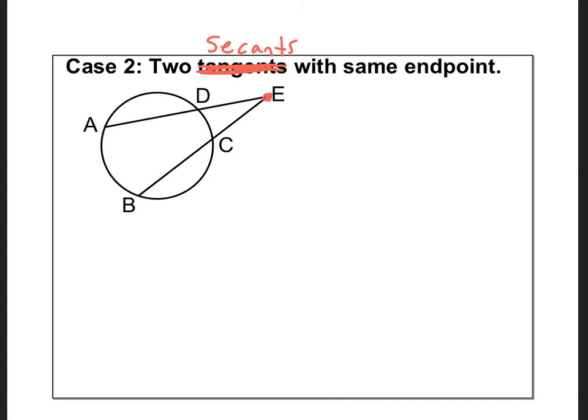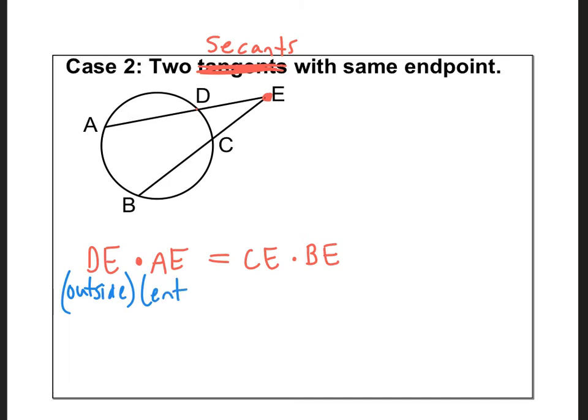The way this one works, and this one's a little tricky because there's a certain way you need to do it. Let me write the rule and then we're going to dissect it a little bit. It is that the length DE times AE, so DE times AE must equal CE times BE. So that one might be a little different than you might think. It's not piece times piece. It is actually the outside piece times the entire segment. So notice, DE is the outside segment of the circle. AE is the whole length of the whole secant. And then same thing on the other side.